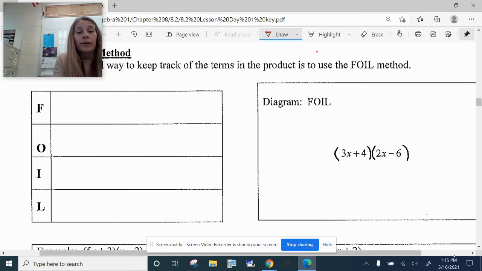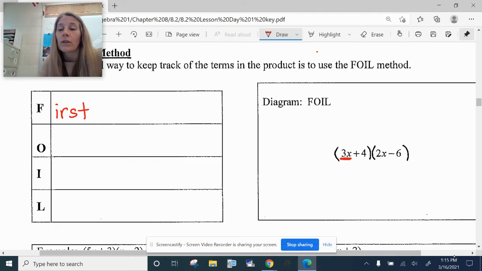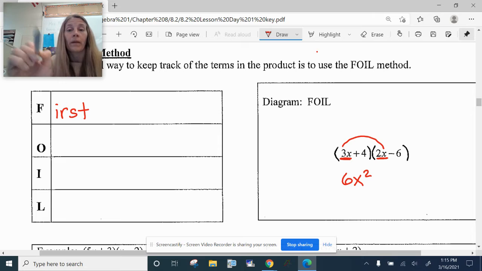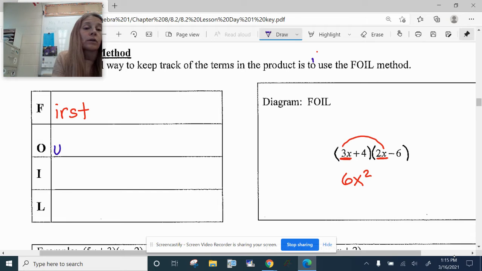So the F here stands for first. And what that means is you're going to multiply the first term in each parenthesis together. So I would multiply my 3x and my 2x, and that would get me 6x squared. Then the O in the word FOIL stands for outer or outside.